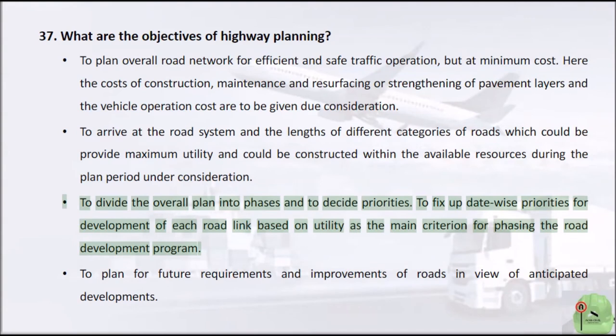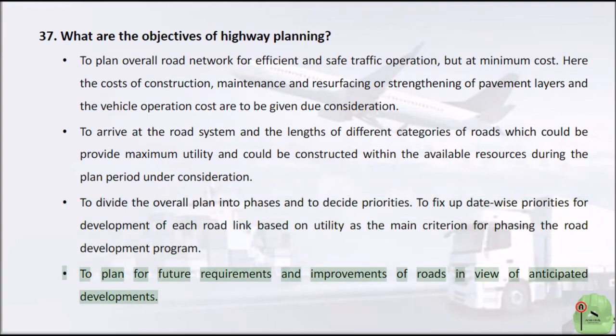To divide the overall plan into phases and to decide priorities. To fix update-wise priorities for development of each road link based on utility as the main criterion for phasing the road development program. To plan for future requirements and improvements of roads in view of anticipated developments.